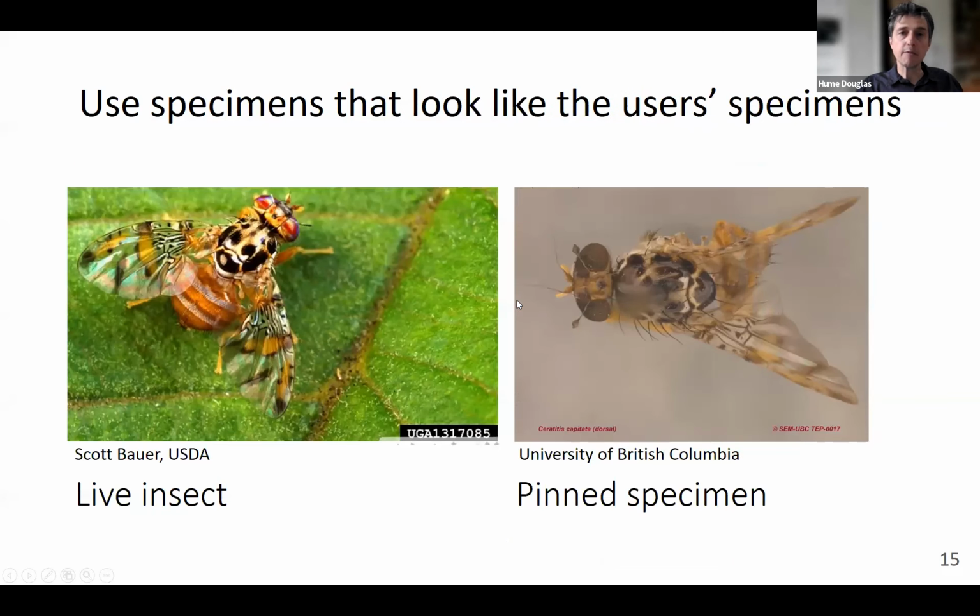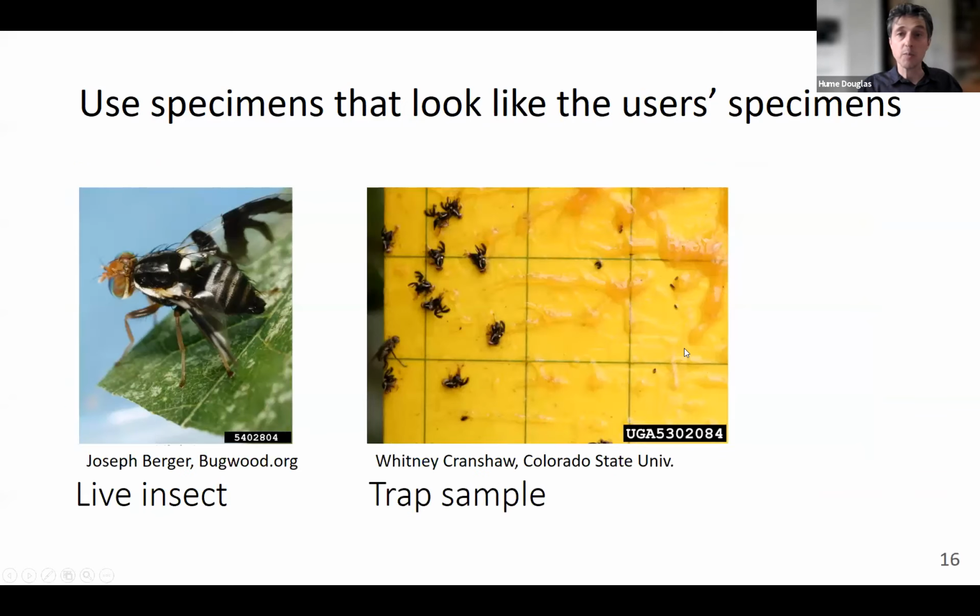And then finally, it's important to think of what kind of specimens users will most often examine. Will it be live, colorful specimens as shown on the left, or dried pin specimens like the one on the right? Or maybe they'll be identifying specimens mainly from trap samples and fluid, or even the dreaded sticky traps. I don't think anybody likes sticky traps. It's important to show the specimens as they're likely to appear to the target audience.